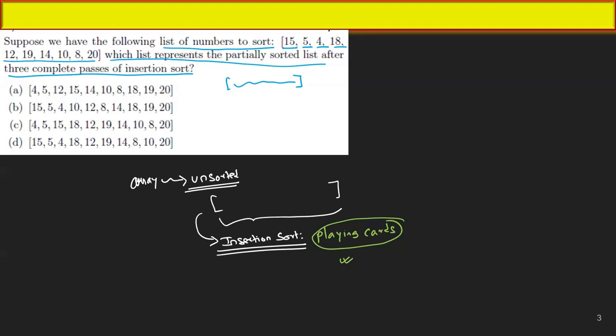How many cards will be sorted at the end of the second iteration? 2. At the end of the third iteration, how many elements will be sorted? 3. At the end of the third iteration, 3 elements will be sorted.